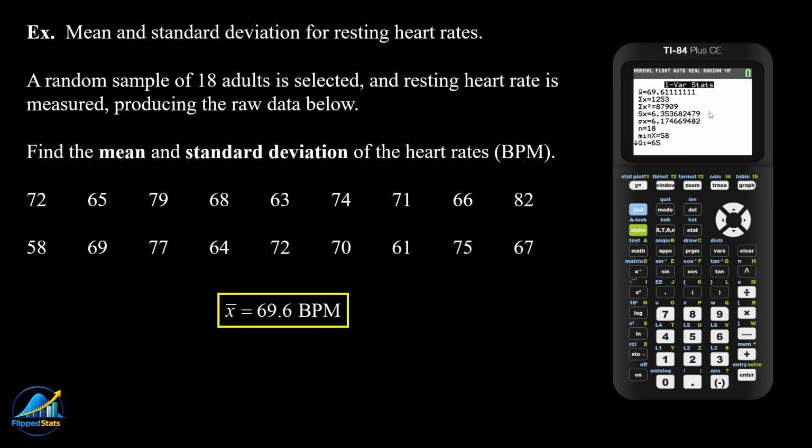Now for the standard deviation, it's important to understand whether you're analyzing a sample or a population. In our example, this is a sample from a larger population. So we're going to use the first number here, that's the S with a subscript of X, that's 6.3536 and so on. If we were dealing with population data, we would use the sigma X that's right below that. So we take our Sx and we round it to the tenths place again. And that gives us a sample standard deviation of 6.4 beats per minute.